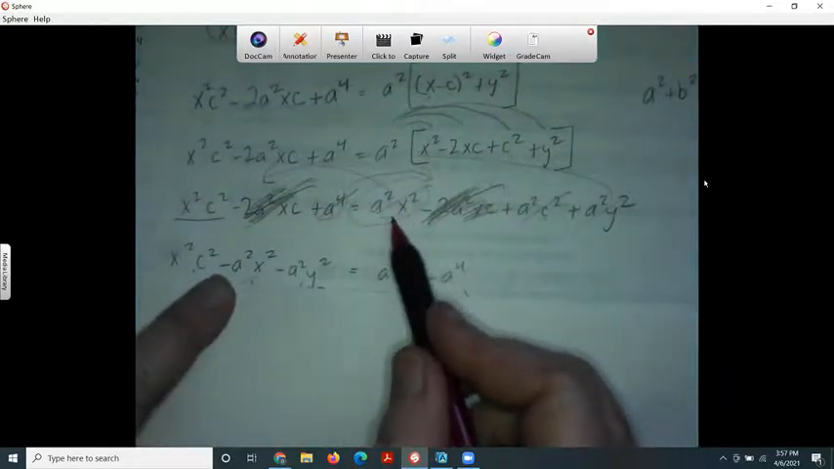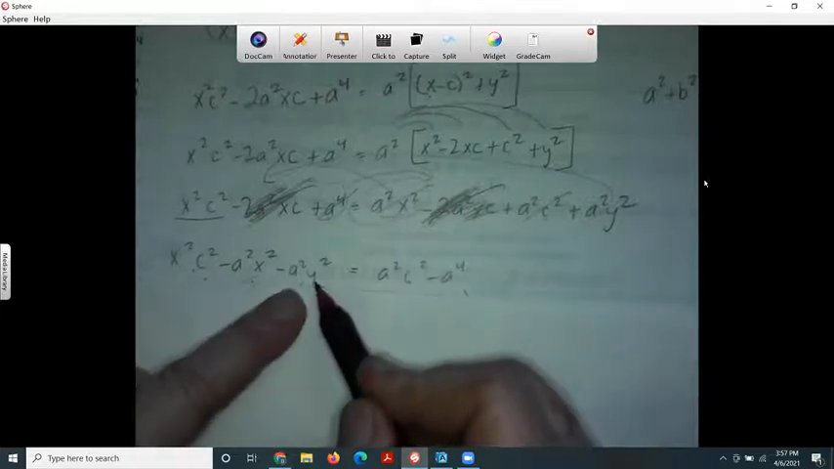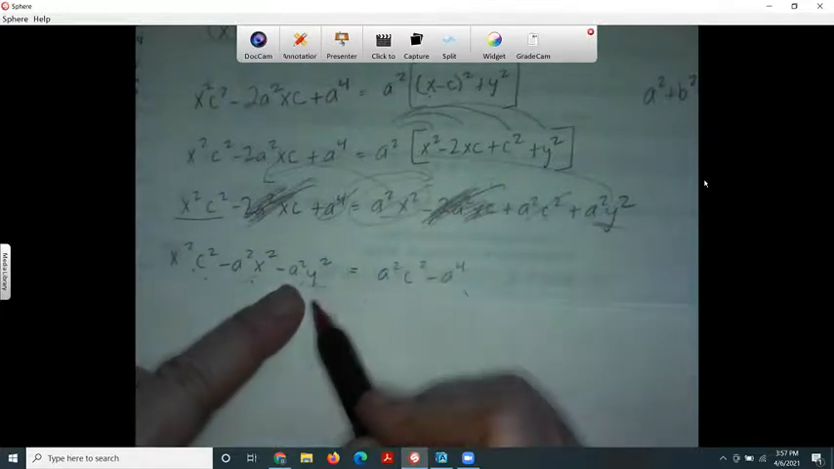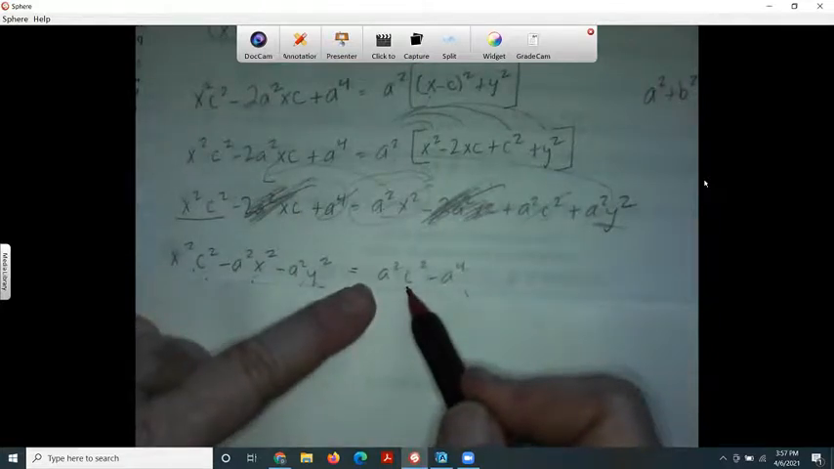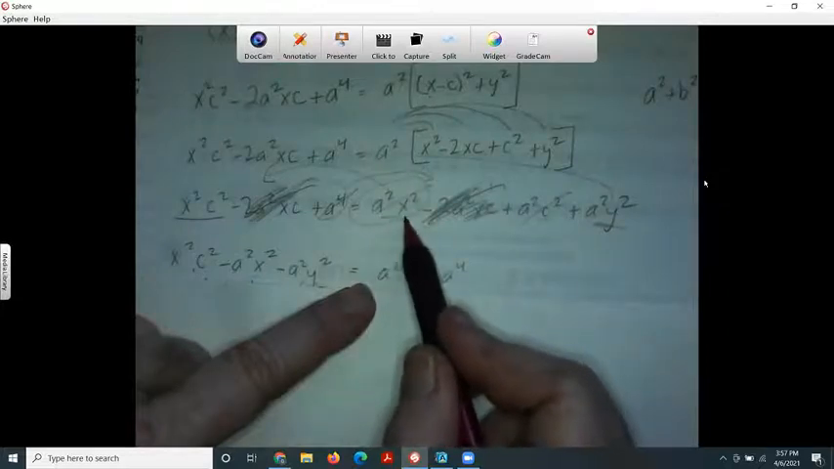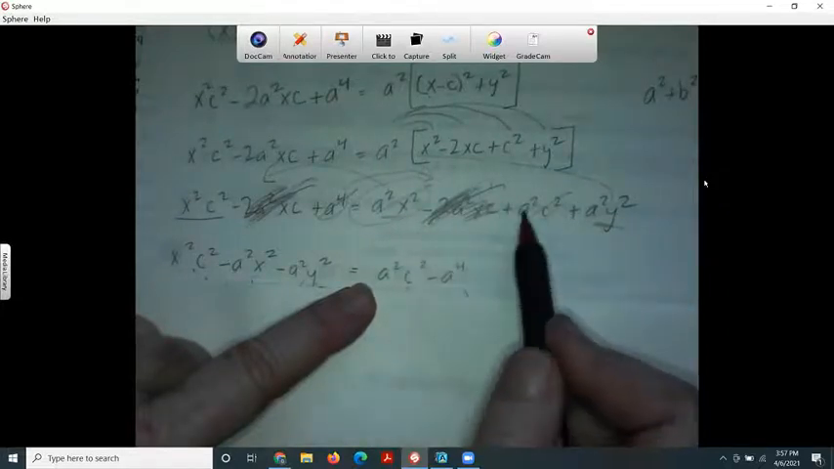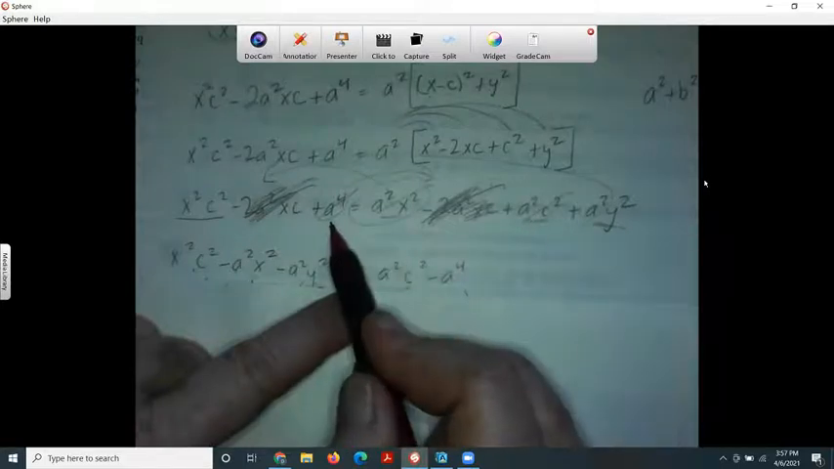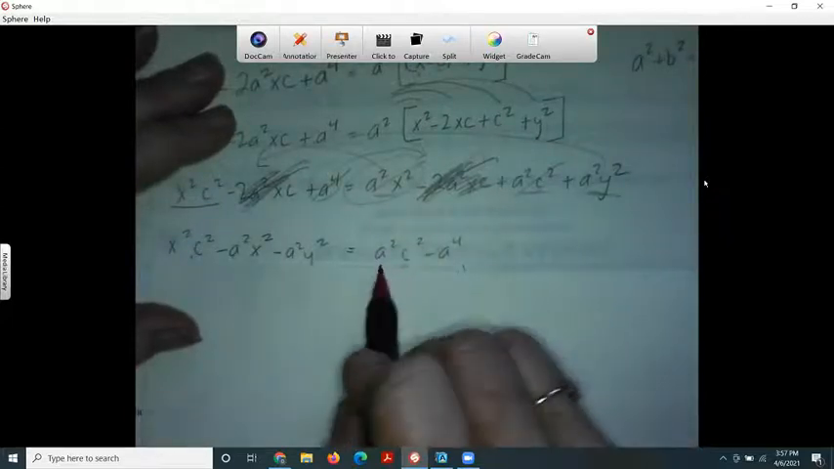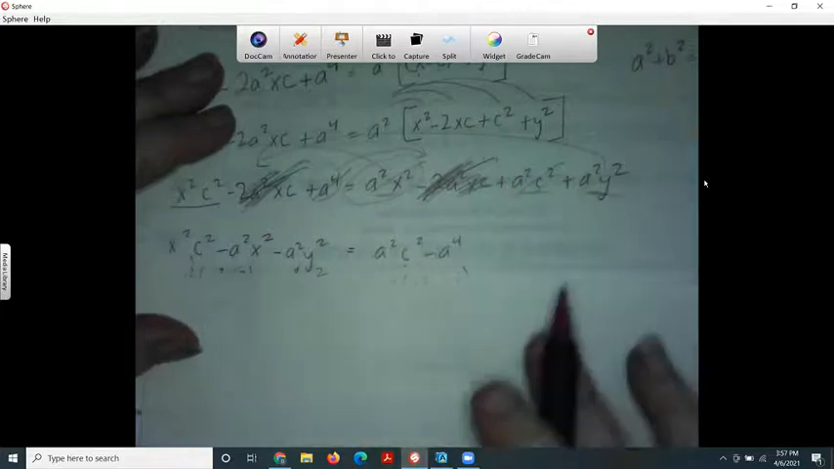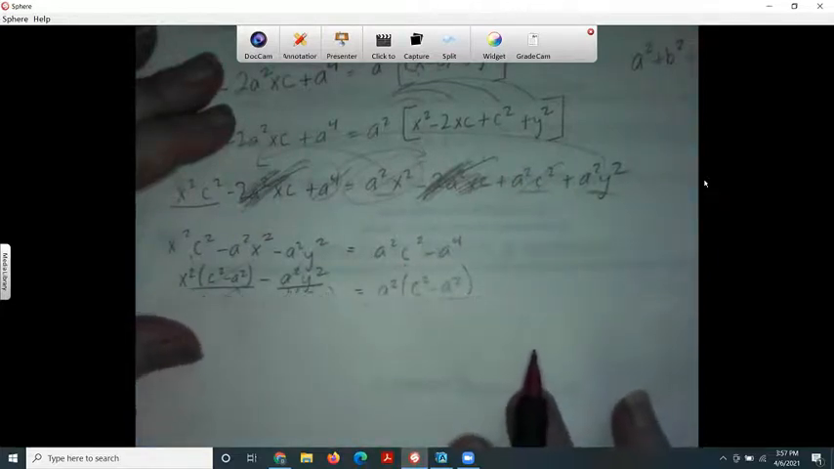And then this one was already here, and then I subtracted the a to the fourth. Basically, I moved things around so that only x's and y's were on the left, and all the other things were on the right. And then I remembered that I'm supposed to factor, so I factored out an a squared here. I factored out the a squared. And I factored over here too.